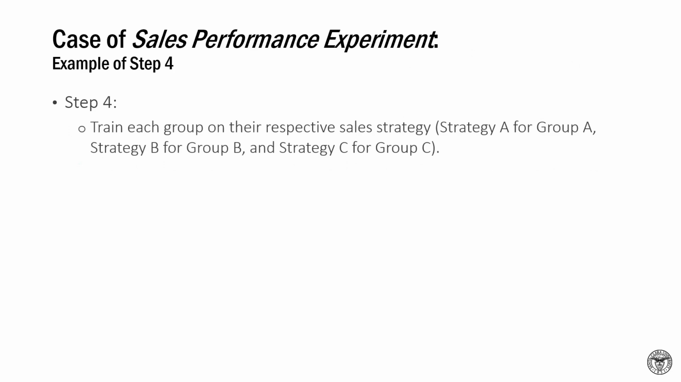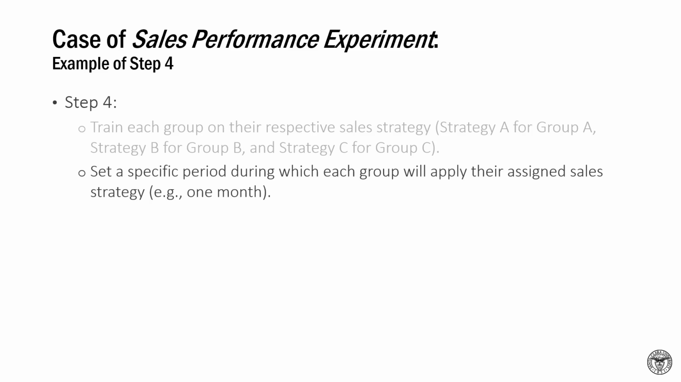In the sales performance experiment, step 4 involves providing training to each group on their respective sales strategy. This means that Group A will receive training on strategy A, Group B on strategy B, and Group C on strategy C. The next step is to allocate a predetermined period during which each group will implement the assigned sales strategy. For instance, 1 month.